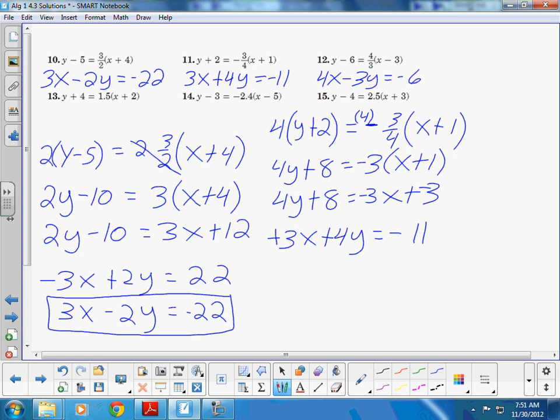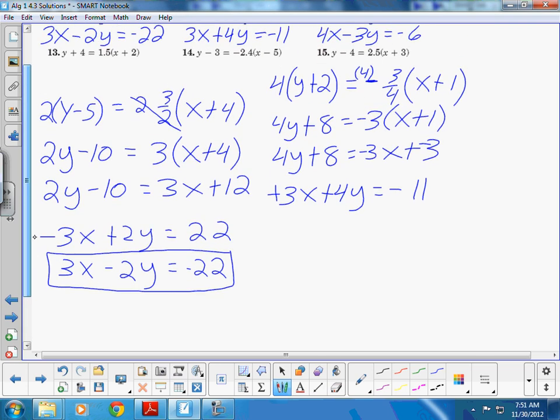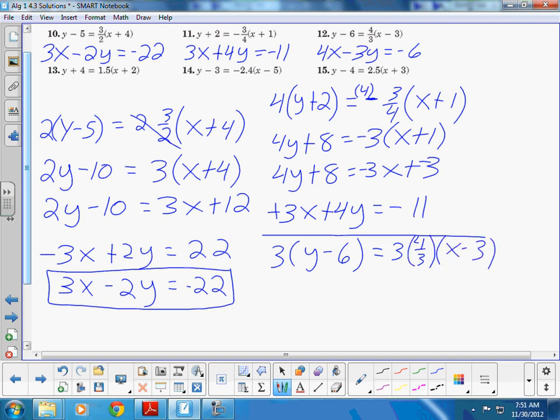Awesome. All right, number 12. Guess we'll see what I'm doing here first. Number 12, multiplying both sides by 3. So on number 12, we're going to have 3 times the quantity y minus 6, and that's equal to 3 times 4/3 times the quantity x minus 3. So I get 3y minus 18 is equal to 4 times x minus 3.